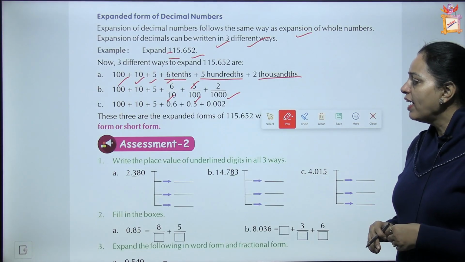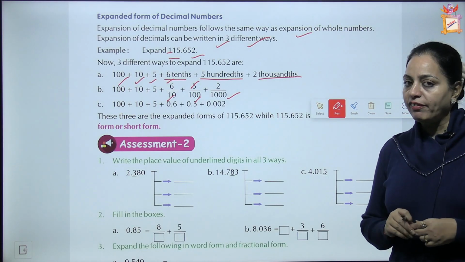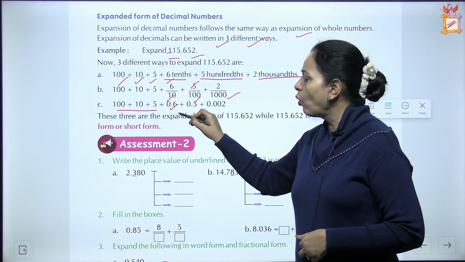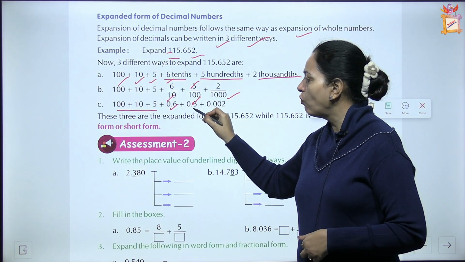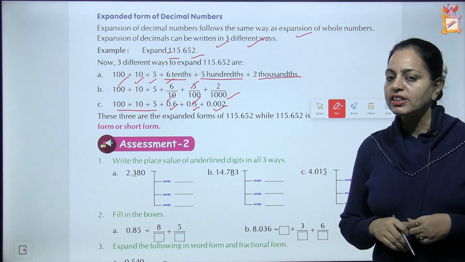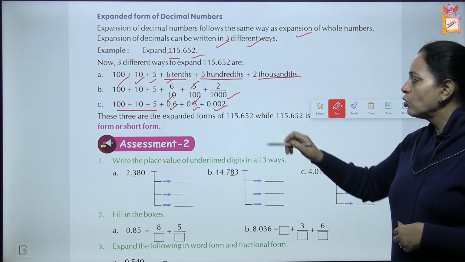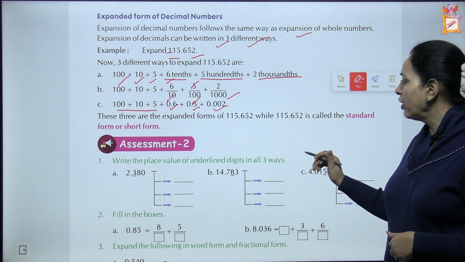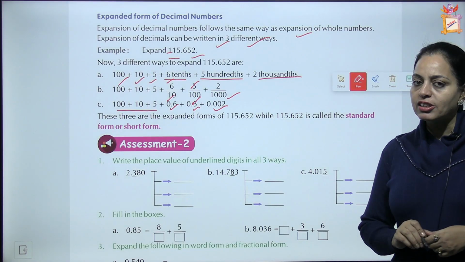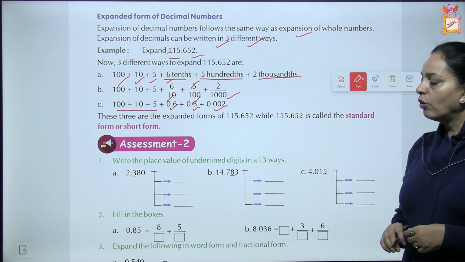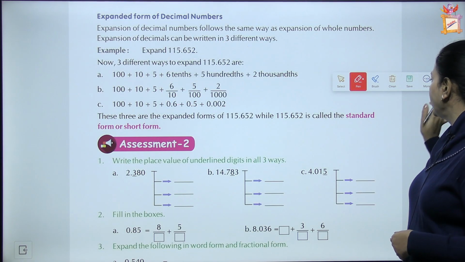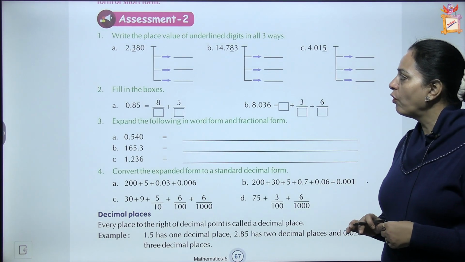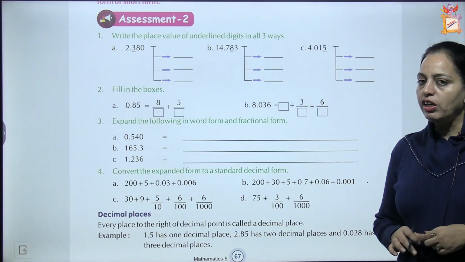This is the second way. And the third way, we can write with the decimal point. This one as it is. And now this is 0.6, this is 0.05 and this is 0.002. So these are the expanded forms of the given number, and the number is called the standard or short form, right? Now assessment 2, question number 1, write the place value of underlined digits in all 3 ways.